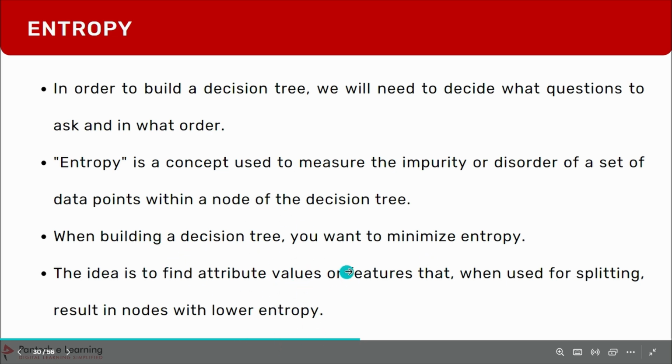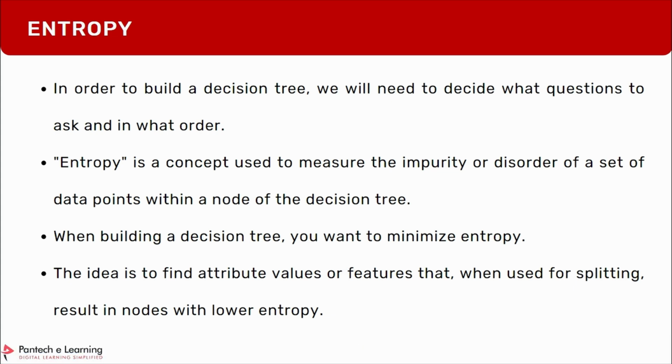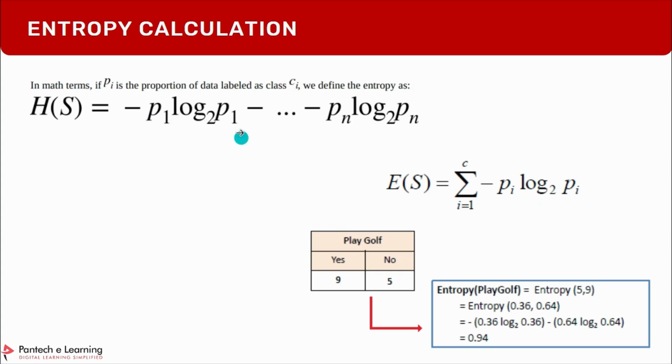Okay, you want to reduce the randomness. So that will give you the best fit. So that's what entropy is. To calculate entropy, this is the formula which is used, and in this formula p1, p2, etc. is the proportion of data labeled as class ci. We defined it as entropy.